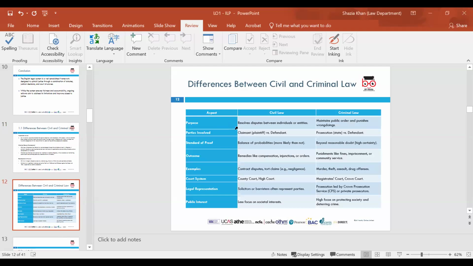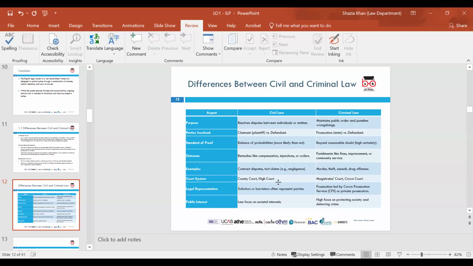So if you look at civil law, the purpose is that it resolves disputes between individuals in the diagram. The parties involved in civil cases are the claimant, which is referred to as the plaintiff, and the defendant. The standard of proof is balance of probabilities, more likely than not. The outcome in civil cases, like I mentioned, is a remedy, like compensation, injunction orders, or orders. Examples could be areas of law such as contract dispute, tort law, negligence.